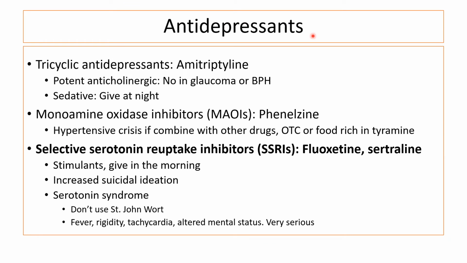Another family of medication in the mental health area that is super important is the antidepressants, because many people are taking them. We have several families of antidepressants, but the three most important are the tricyclic antidepressants, the monoamine oxidase inhibitors, and the selective serotonin reuptake inhibitors, the most commonly used. The tricyclic antidepressants' prototype is amitriptyline. There are others, nortriptyline, imipramine, etc., but amitriptyline is the most commonly used.